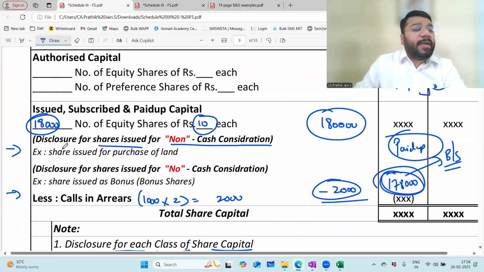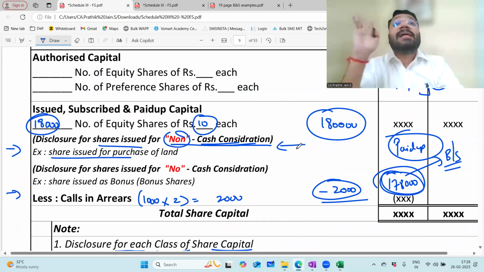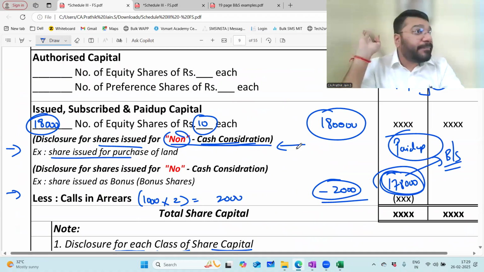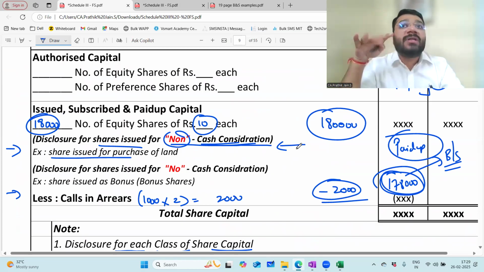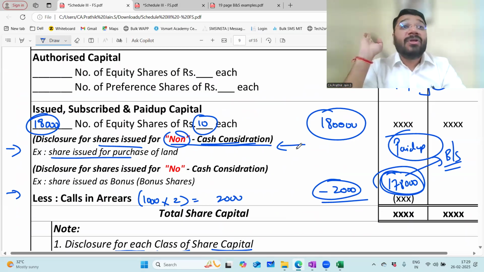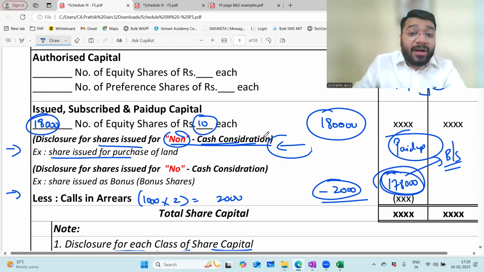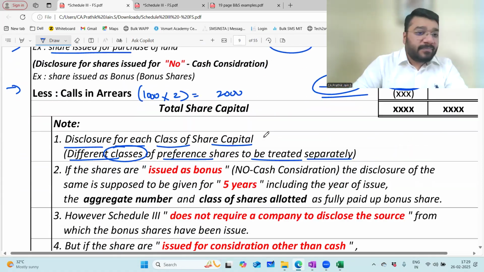If you are issuing any shares for consideration other than cash, which is non-cash consideration, you have to give the disclosure of that in the financial statement. Now, you have this concept in your CA Intermediate. When solving questions from this chapter, there are questions where they will say, this company has issued 50,000 equity shares of 10 each as a consideration for buying the land. That will not come anywhere in the financial statement, but in notes to accounts, we have to give this in the form of a disclosure.